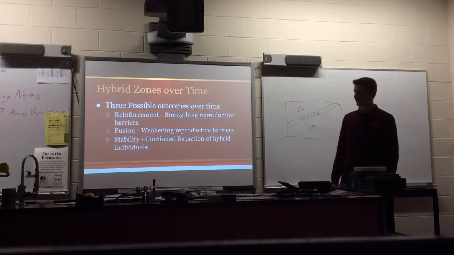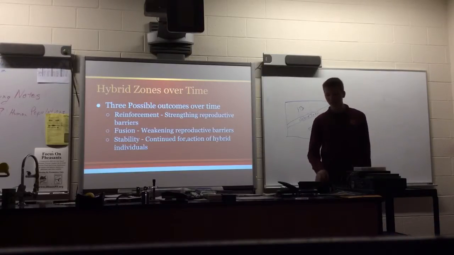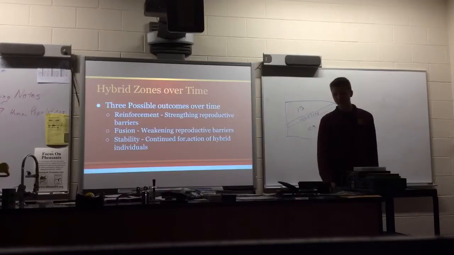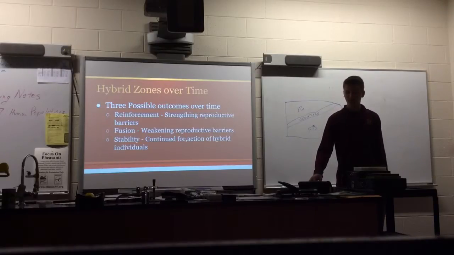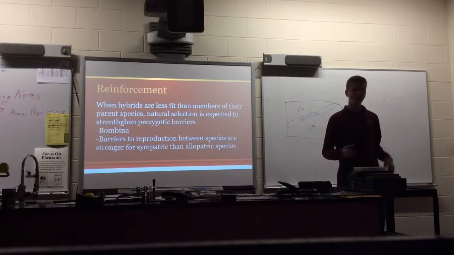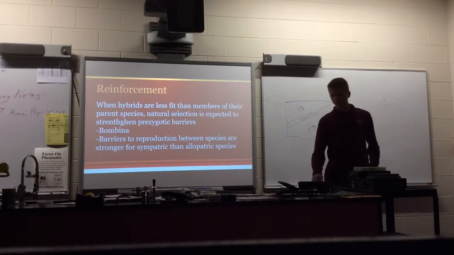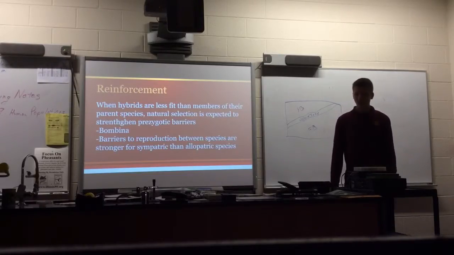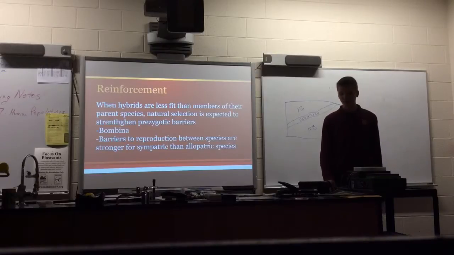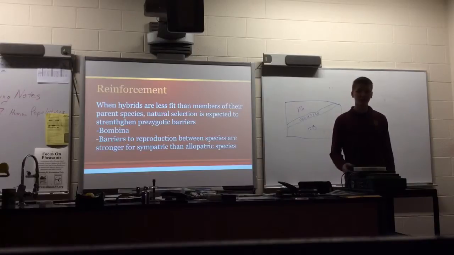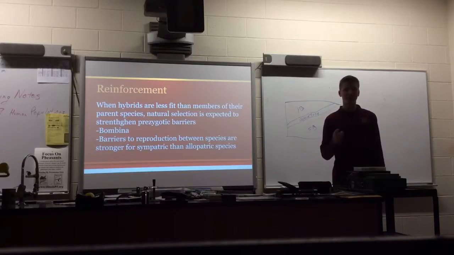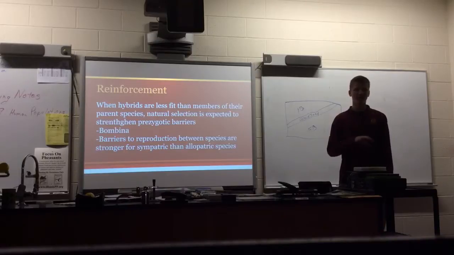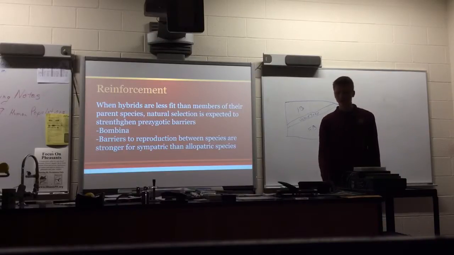In hybrid zones over time, there are 3 possible outcomes. Reinforcement, which is the strengthening of reproductive barriers, fusion, which is the weakening of reproductive barriers, and stability, which is continued breeding between the two species. For reinforcement, when hybrids are less fit than members of their parent species, natural selection is expected to strengthen the prezygotic barriers, such as in Bombina, but it doesn't really work in Bombina. I'll explain that later.